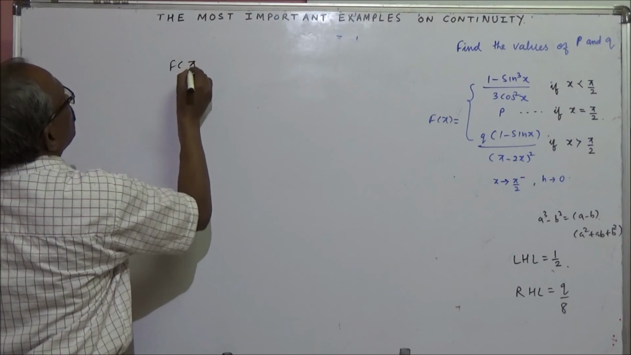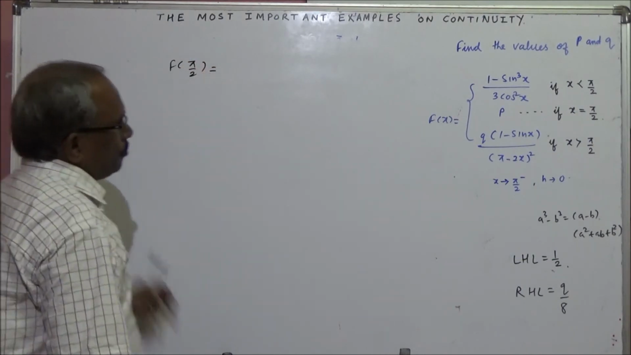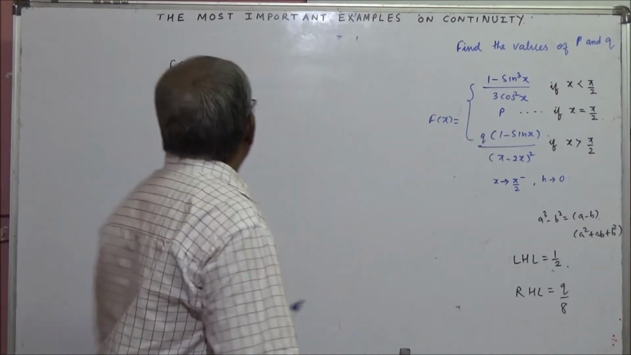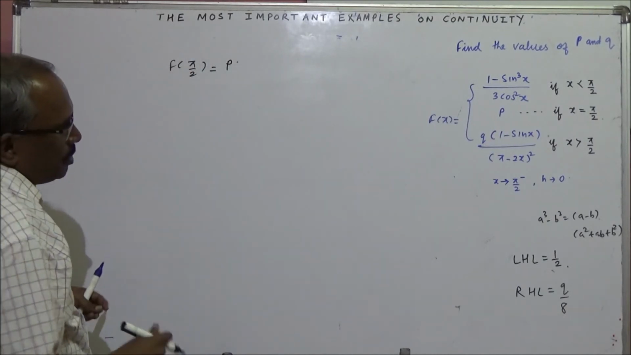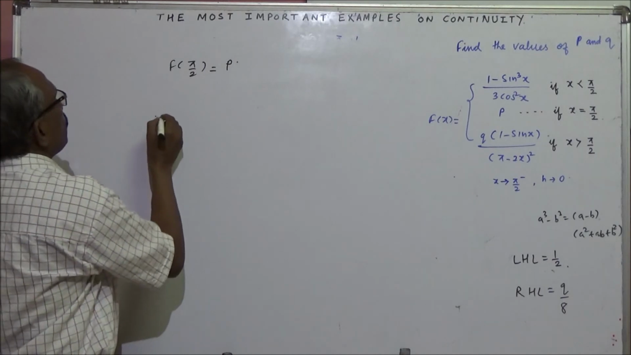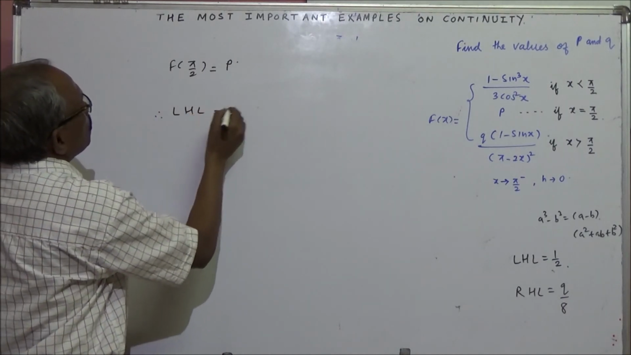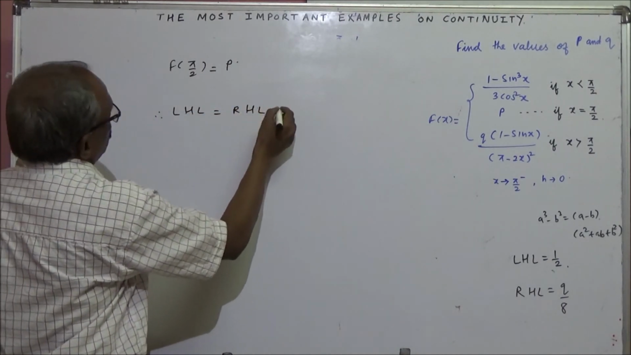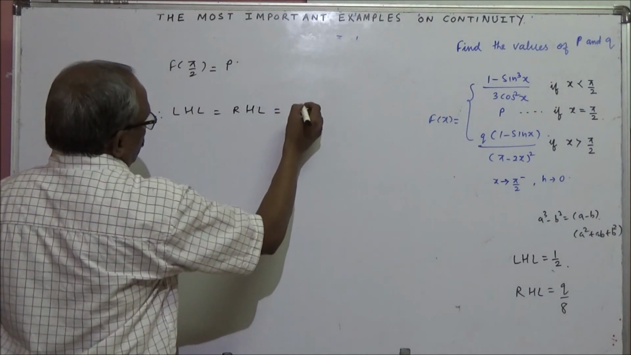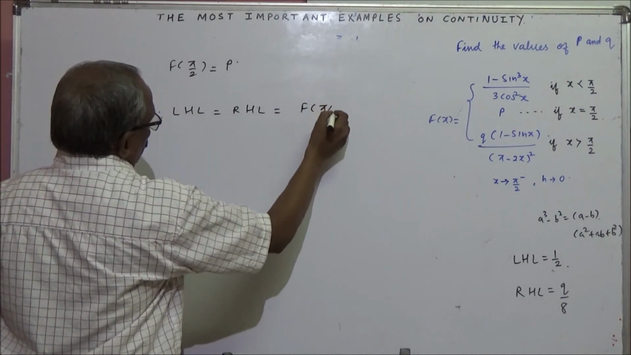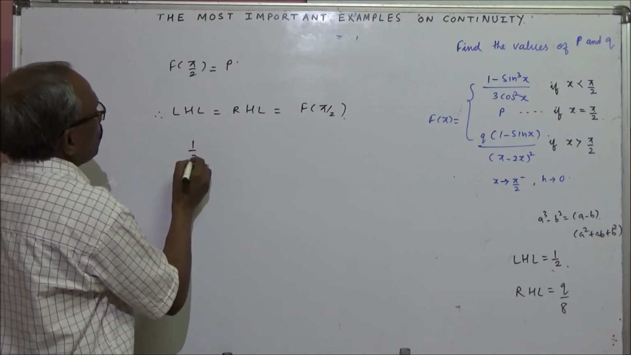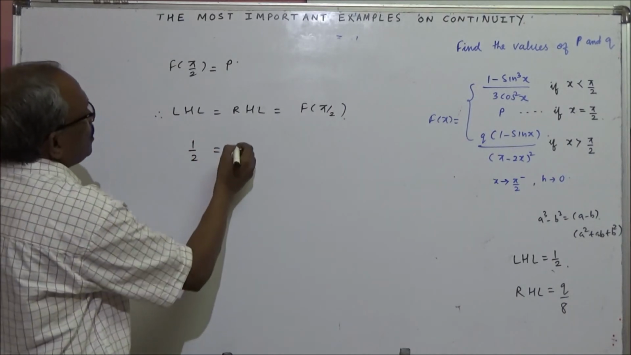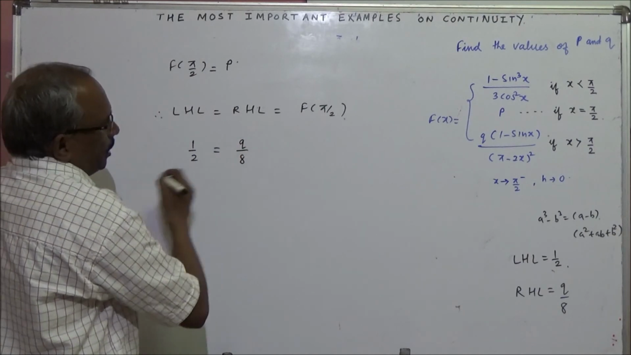So f of pi by 2 is equal to p. So f of pi by 2 is equal to p. So therefore LHL is equal to RHL is equal to f of pi by 2. What is LHL here? LHL is equal to 1 by 2. RHL is equal to q by 8.